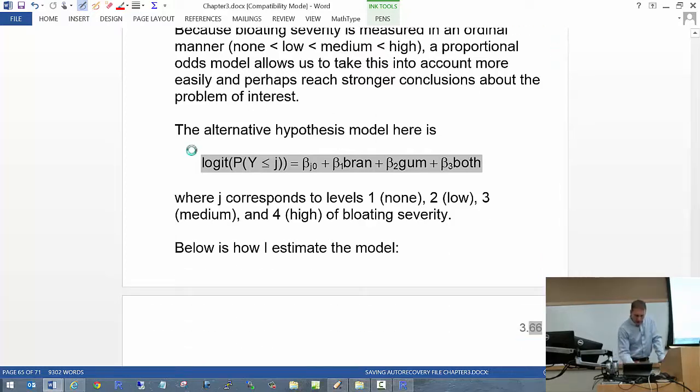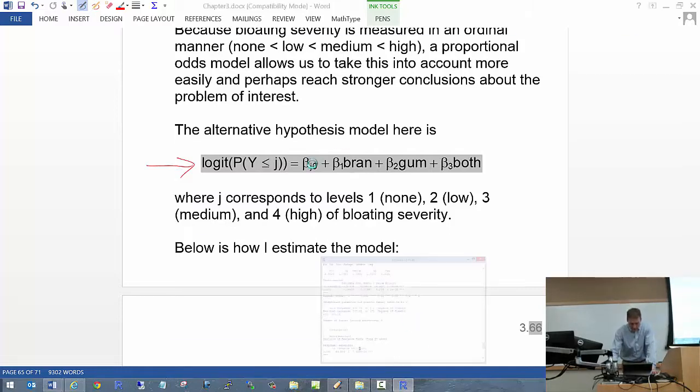So our alternative hypothesis model would look like this, where, if you remember, the rows were none, bran, gum, and both. And the way that we had set up our row variable was in that ordering, so that the none category is the baseline category. So let's actually take a look at the data set.